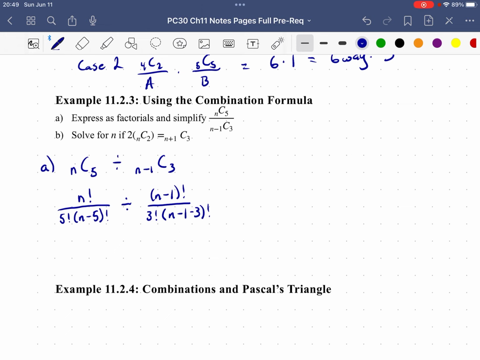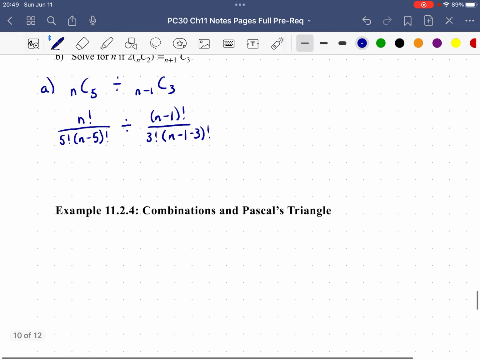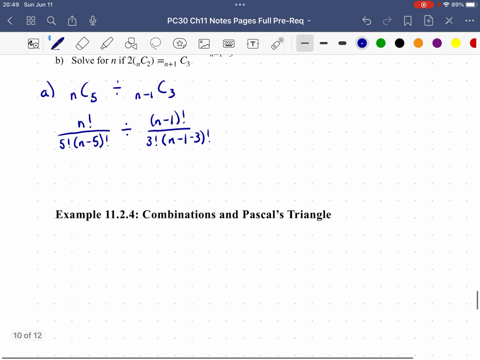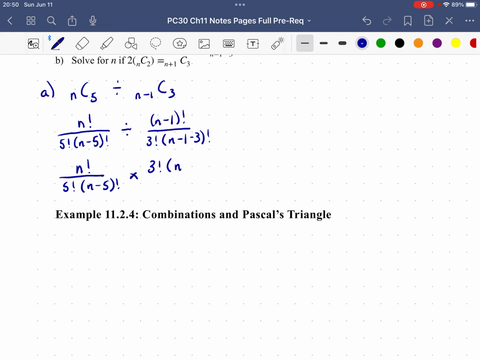Okay. Now this looks like a monster. I need to go right to the end of the page, right down to the bottom of the page with this guy. So what this does, I'm going to rewrite n factorial. Well, no, let's not do that yet. n factorial divided by 5 factorial times (n minus 5) factorial times 3 factorial times (n minus 4) factorial all over (n minus 1) factorial. Okay.